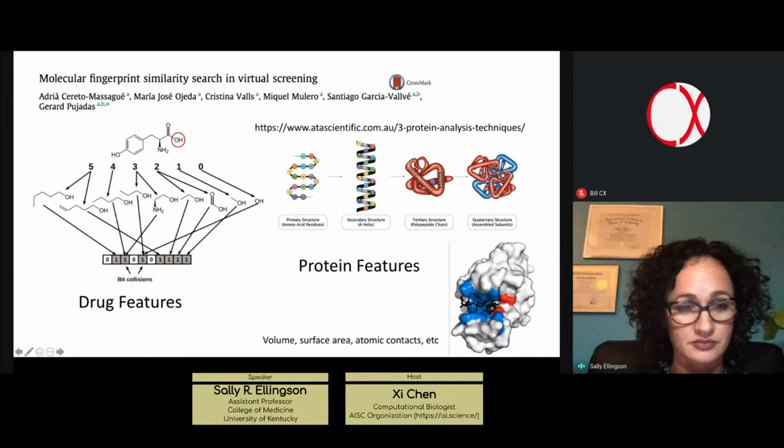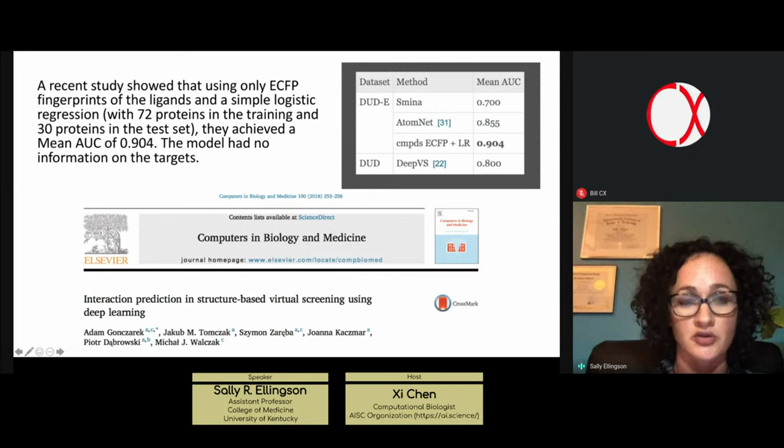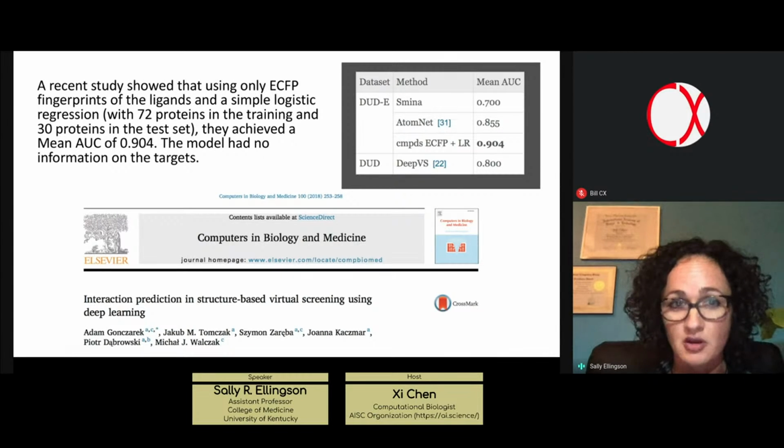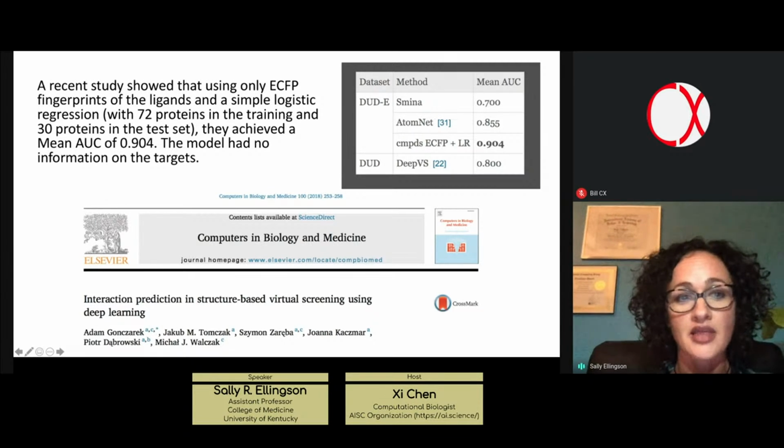So here's a study that took a benchmark data set, and the data set had 102 proteins in it. And as I mentioned, in these benchmark data sets, each protein has a set of stuff that binds to it and a set of stuff that doesn't bind to it. And in this study, they took 72 proteins for the training. So all of their active compounds for those 72 proteins were the positive examples, and the non-binding or decoy compounds were the negative examples. And then they took 30 proteins to test, and they received a very good mean AUC of 0.904.